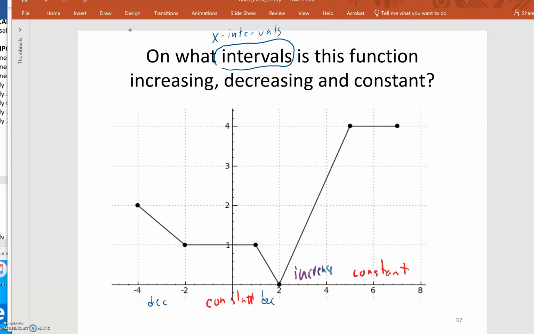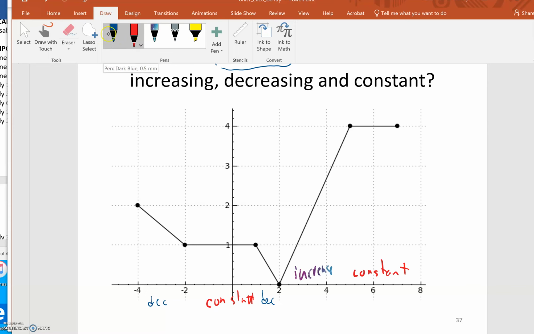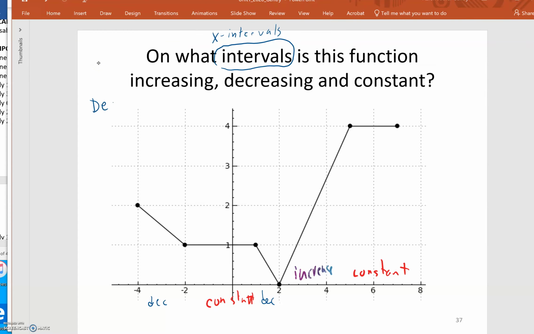So we report this in terms of x intervals. So let's write this down. The function is decreasing over 2 x intervals, from here to here, which is -4 to -2. But then also here as well, and that looks to be from 1 to 2. If you have two disconnected intervals, and we're considering them both, then we put a union sign between them.